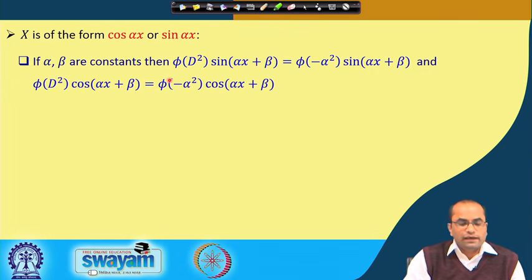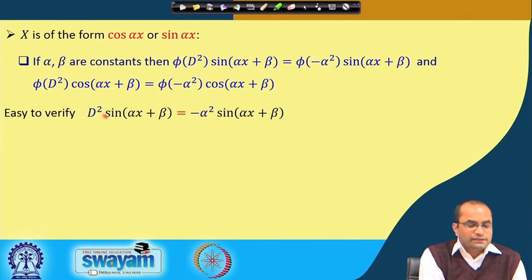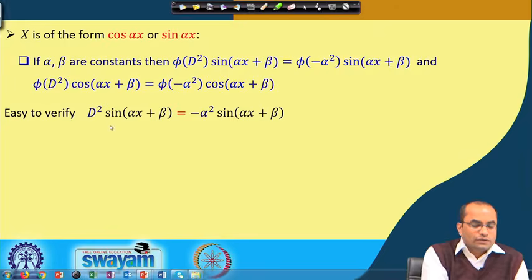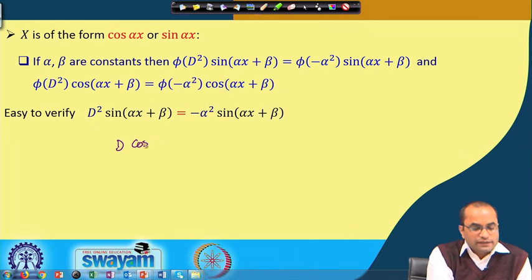This is very easy to verify. Let us see what happens when we apply the operator D 2 times on sin(alpha x plus beta). Once we apply D, being the differential operator, we get cos(alpha x plus beta), and we also get a factor alpha.